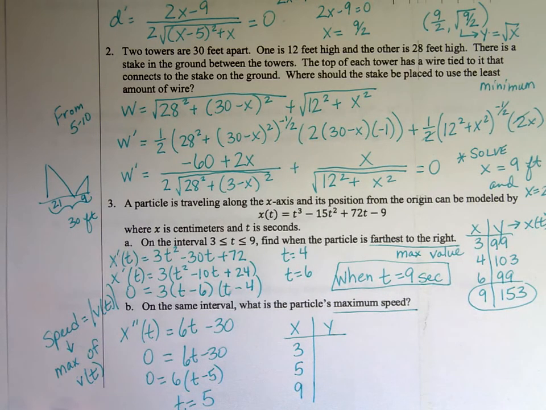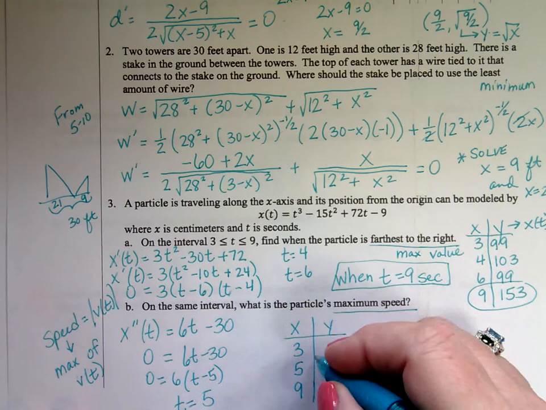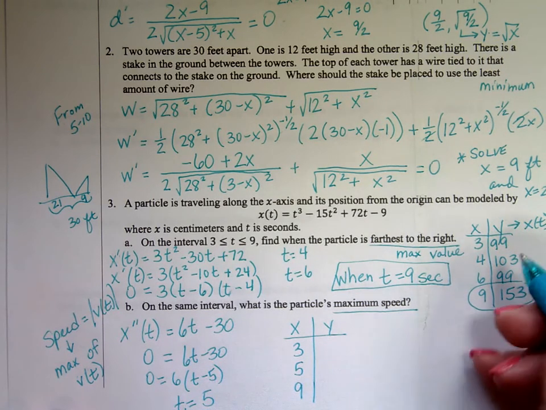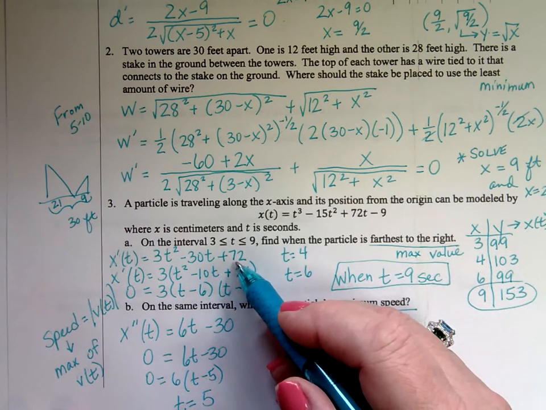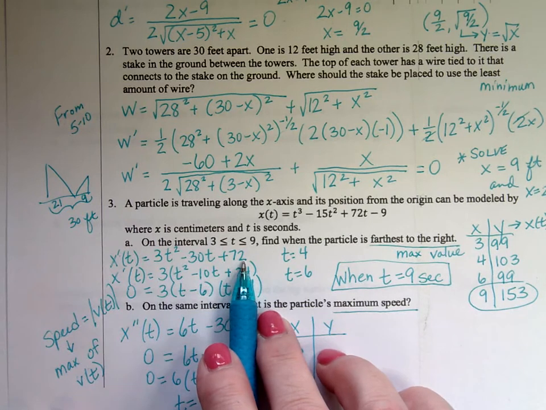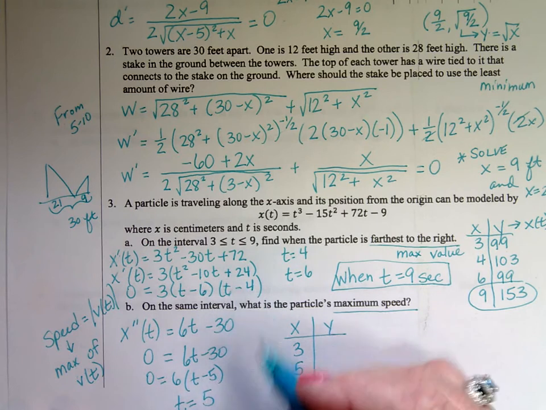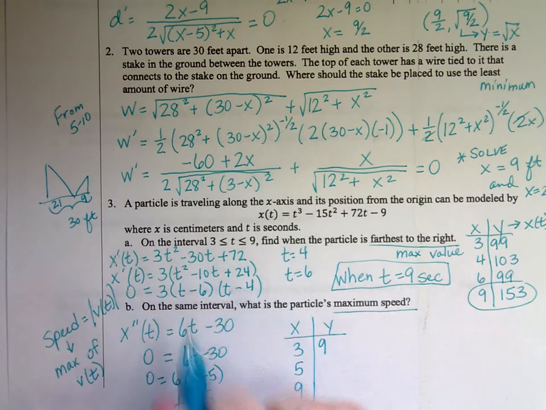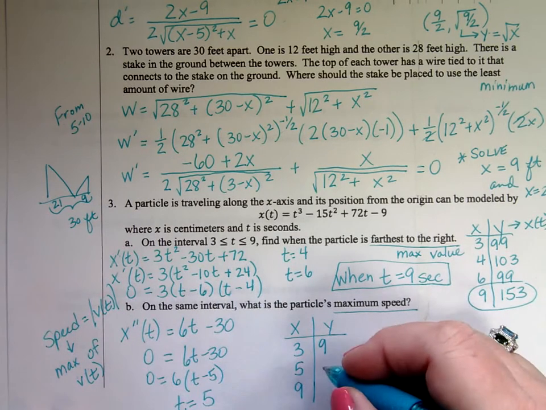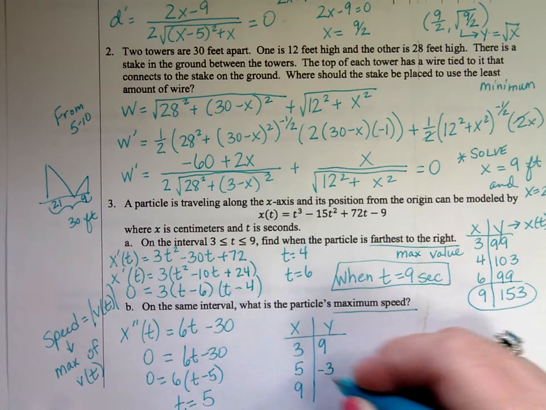This one's not that hard. Actually, you're plugging it into the velocity one. So now you need to put the velocity one in your y1 and then calculate it out, because remember, we're going back a derivative to be able to do that. So 3 gives you 9, 5 gives you negative 3, and 9 gives you 45.